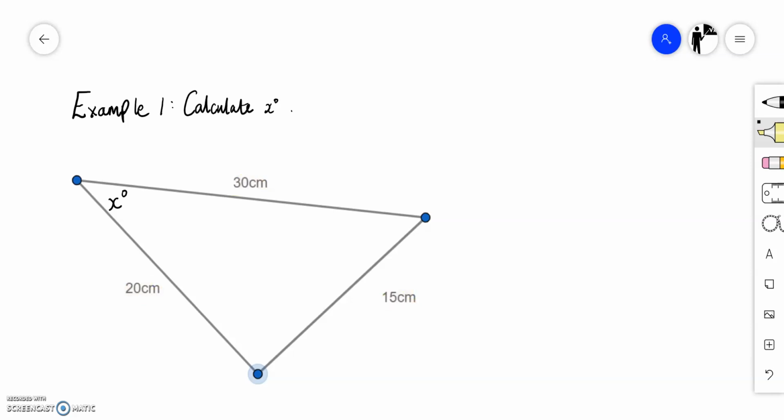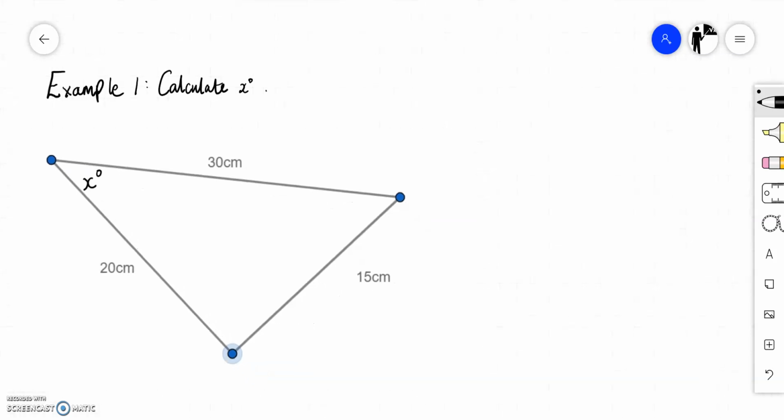Okay, so our formula, if you can just copy this down for me. Our formula for the cosine rule is cos A, this is for an angle, is equal to b squared plus c squared minus a squared over 2bc. So in this example, we want to work out angle x.